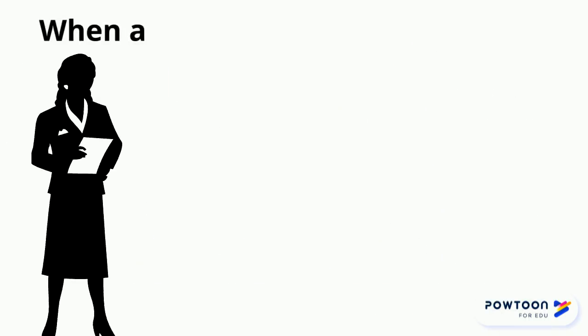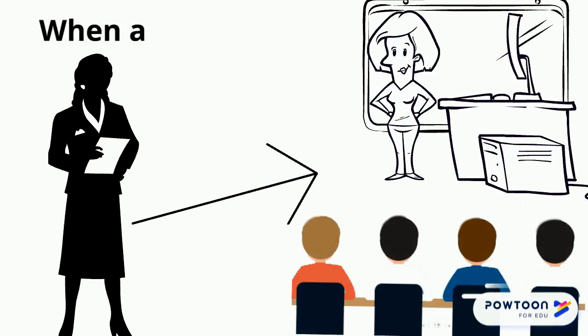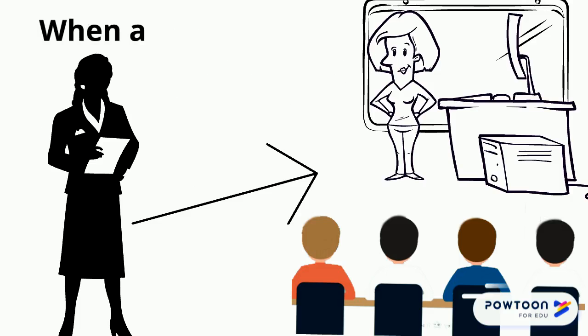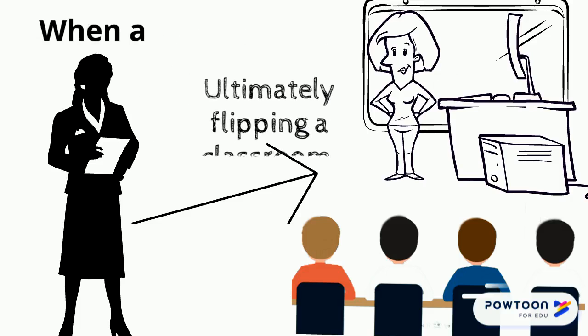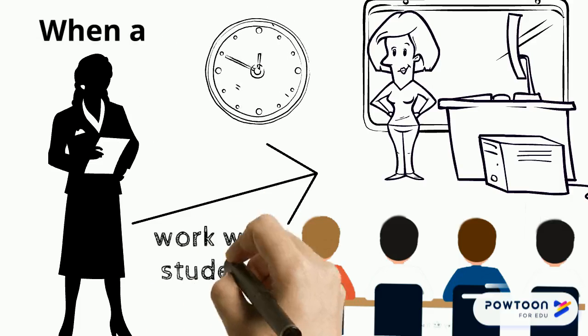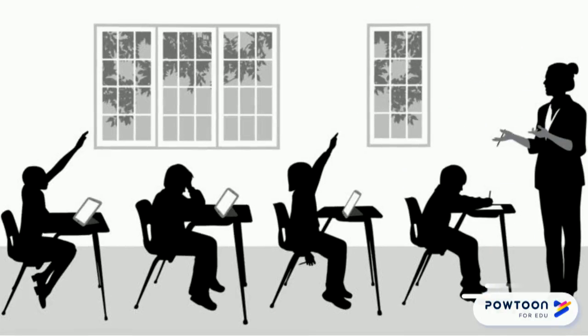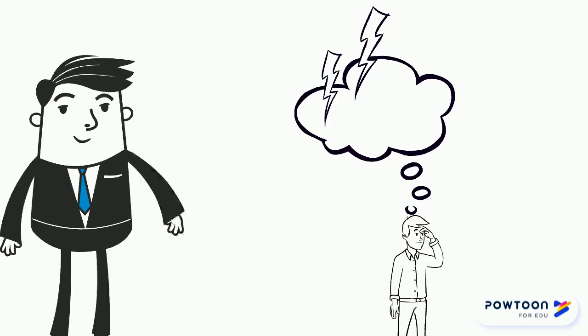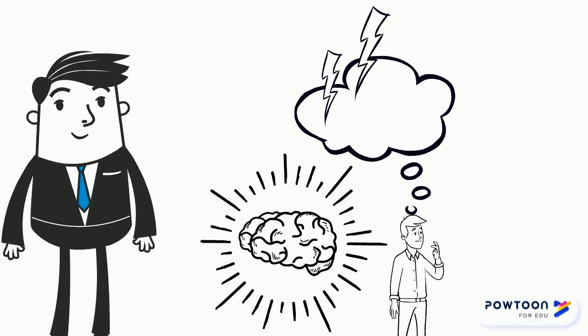When a teacher flips a classroom, the teacher is then free to walk around the classroom. Ultimately, flipping a classroom frees up time for teachers to work with students individually or in small groups, just as education should be. Let's take a quick break to think about how our students are acquiring knowledge.